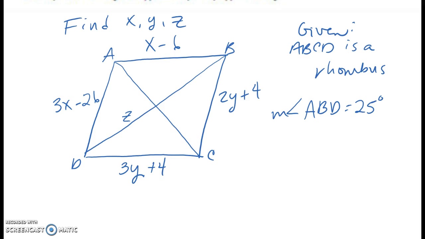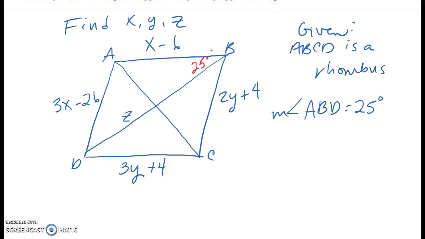Okay, so here's an example of, you can be given any shape and you're going to be asked to find random stuff, right? So the given is that I'm telling you ABCD is a rhombus. So that's supposed to put you in this frame of mind to start thinking about what's supposed to be congruent to what, and what are all the properties of this shape to help us solve it. The only other given is that the measure of angle ABD is 25. So I'm going to go ahead and write that in. ABD is 25 degrees.